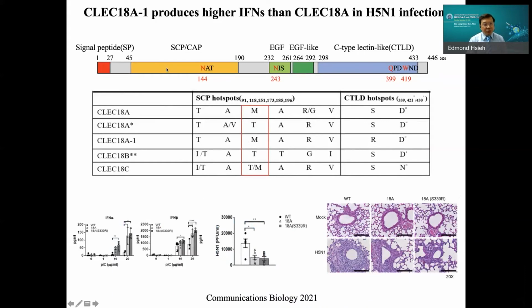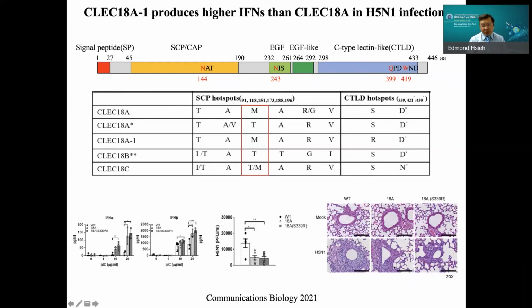This diagram shows the structure of CLEC18. In human, we have 3 genes, CLEC18A, B, C. And among the A gene, they also have 2 different alleles. You find they have 2 important domains, we call the SCB domain and the CTLD domain. And in the CTLD domain, there's 2 prominent polymorphic residues. And if you just change one amino acid, for example, from S to R, then it will cause dramatic difference in immune responses. As shown in the left figure now, we find in the 18A, there's a mutation from S to R. You will find the production of interferon alpha and beta are greatly enhanced. And they also suppress H5N1 infection.